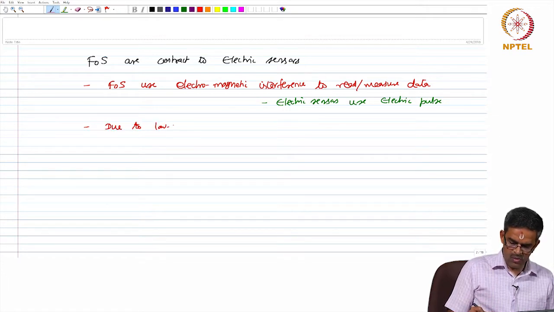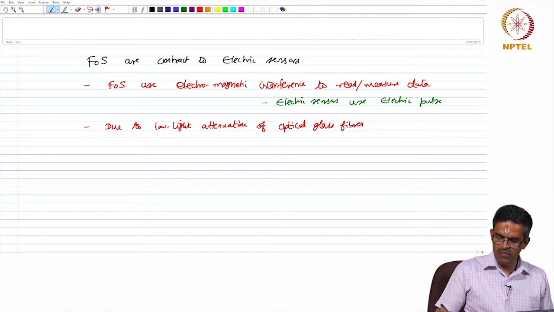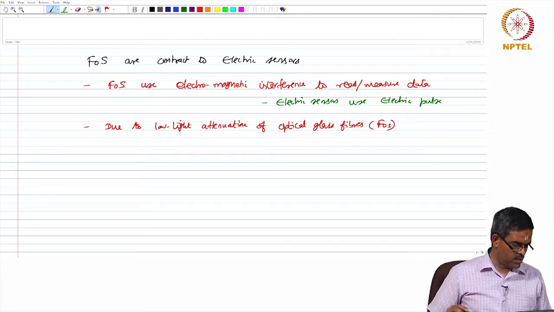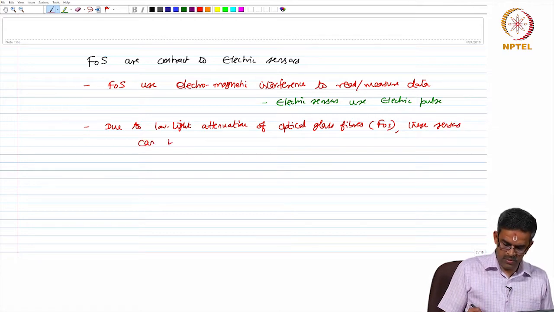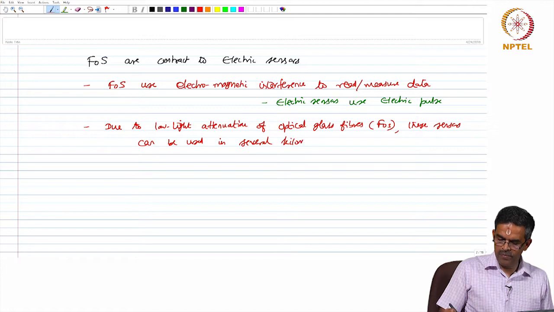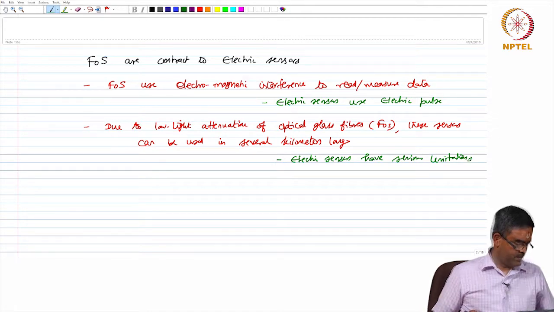Due to the low light attenuation of optical glass fibers, which are essentially used in fiber optic sensors, these sensors can be used in several kilometers long, whereas electric sensors have serious limitations in this front.